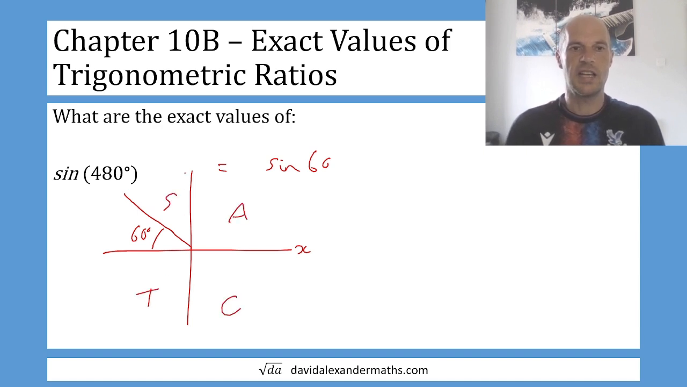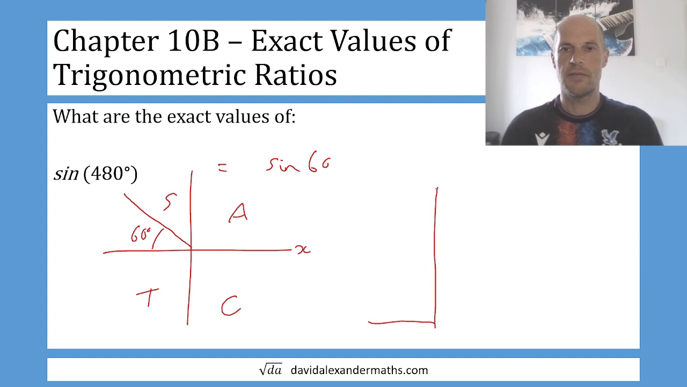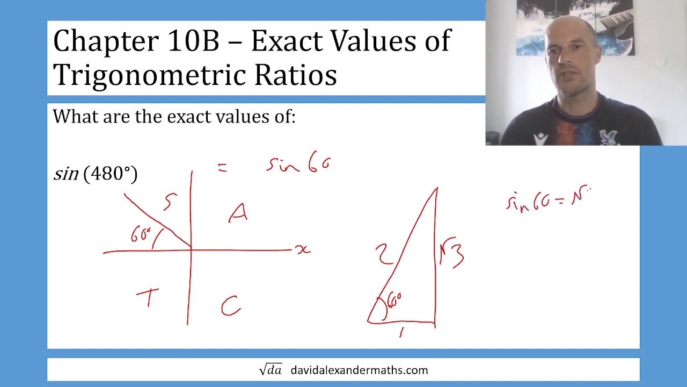CAST. It's in the quadrant where sine is positive, so it's the same as the sine of 60. The sine of 60, let's think what triangle we're using. It's the 1, 2, root 3 triangle. This is the 60 degrees here. So the sine of 60 is opposite over hypotenuse, so the sine of 60 is root 3 over 2. So therefore the sine of 480 is also root 3 over 2.